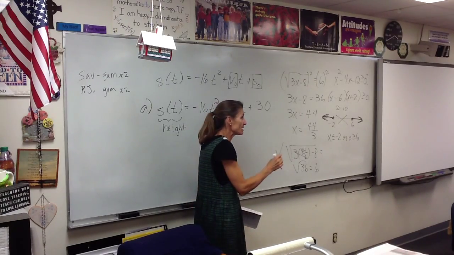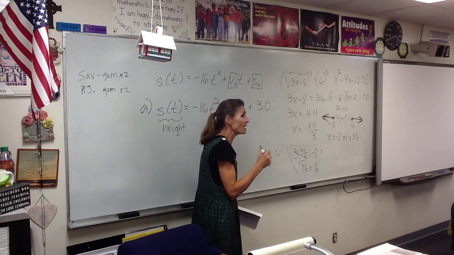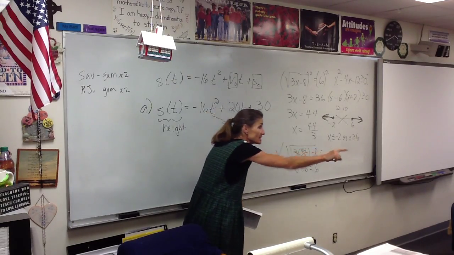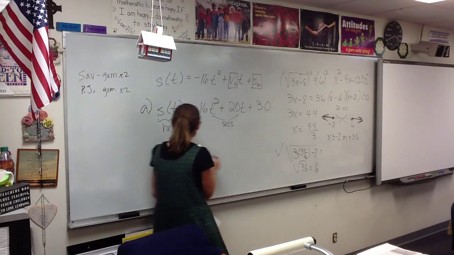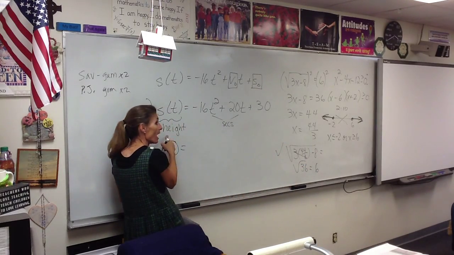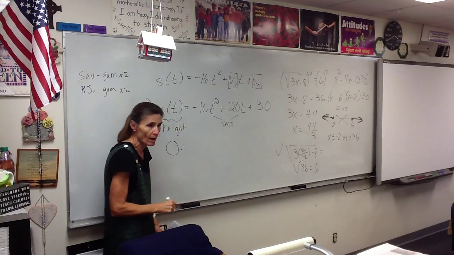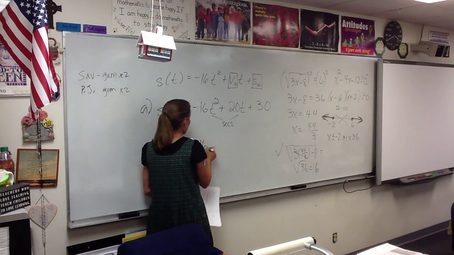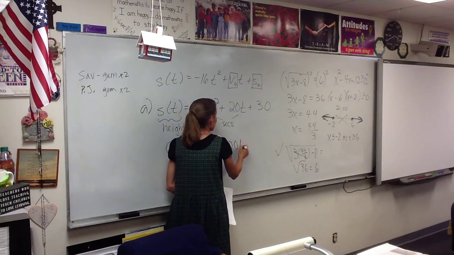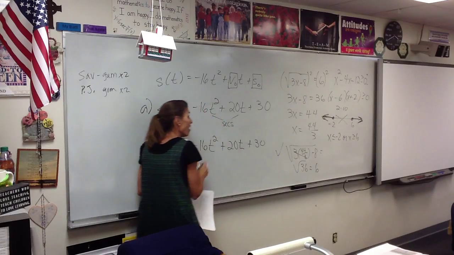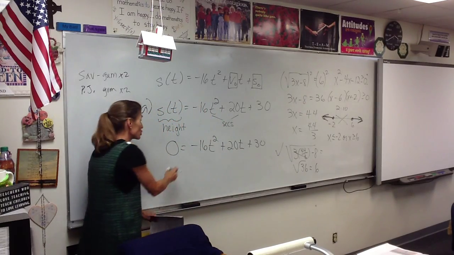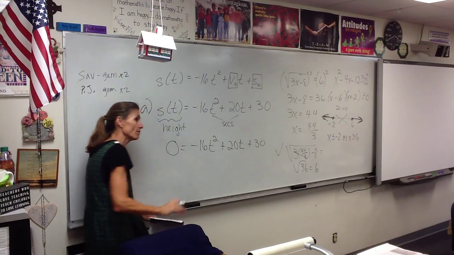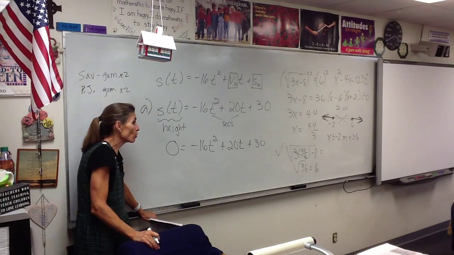Do you know anything about time or anything about distance if the ball is on the ground? The distance is 0. So you're going to put a 0 here. The height is 0. Kids, the ball is on the ground. Its height is 0. And you're going to find out what t values, what times make that happen. You're going to solve this equation. How do you think you're going to solve that equation? The quadratic formula.